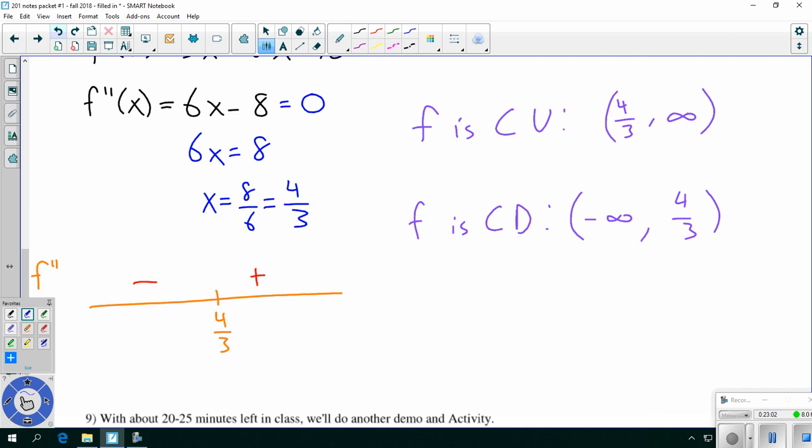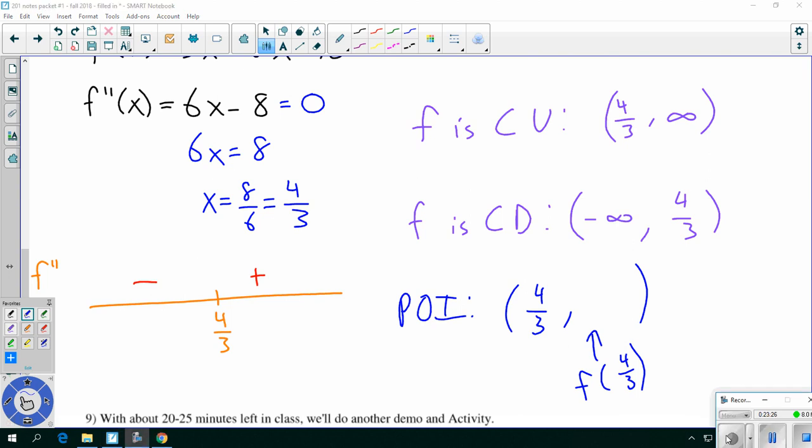And then finally, our point of inflection. Point of inflection is the place where the concavity changes. It's at x equals 4/3 and then comma, and then, I mean, technically a point of inflection has two numbers, right? It's a point. So I guess to find the y coordinate, I would plug 4/3 into the original function. I just did that on my calculator and got roughly negative 14.07 for the y. You can write that as a fraction if you want. So that's our point of inflection.